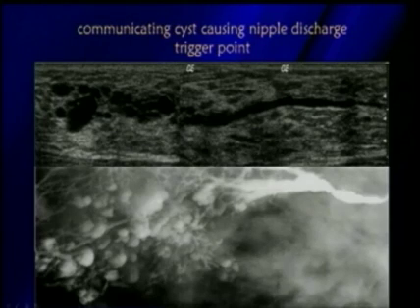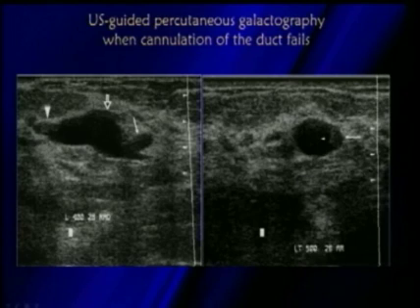These are also communicating cysts causing nipple discharge. You can see all of this ductal ectasia and all these different cysts that actually communicate with that duct, and this was present in a patient that did present with nipple discharge.